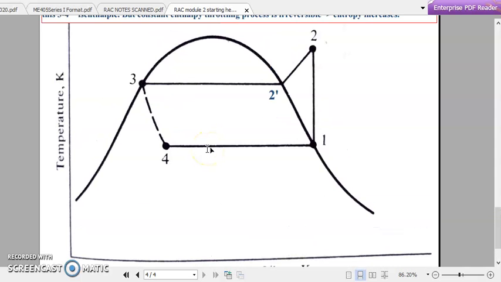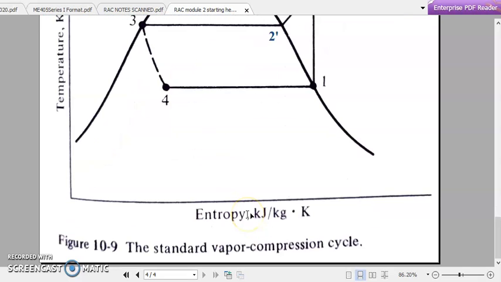So now we have attained a final TS diagram of a refrigeration system with a working fluid which will be boiling during the refrigeration step, that is 4 to 1. 4 to 1 is our refrigeration step, and that same working fluid will be condensing during the heat rejection process, that is 2 to 3. Okay, this cycle is called the standard vapor compression cycle. Okay, so the details of this standard vapor compression cycle we will be discussing later.